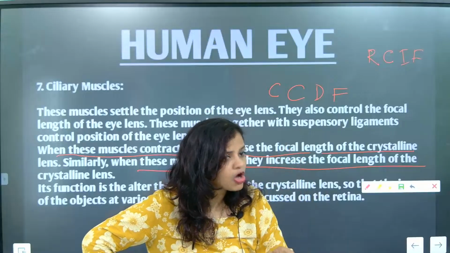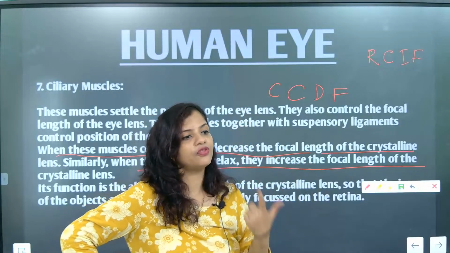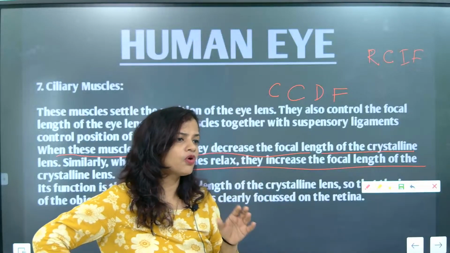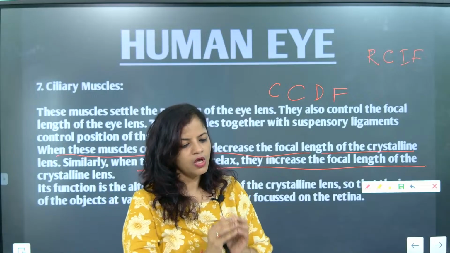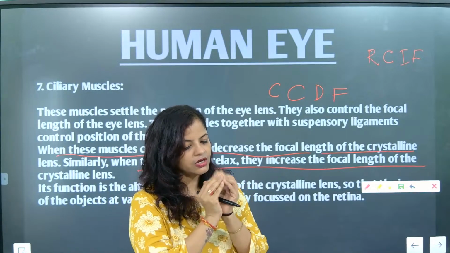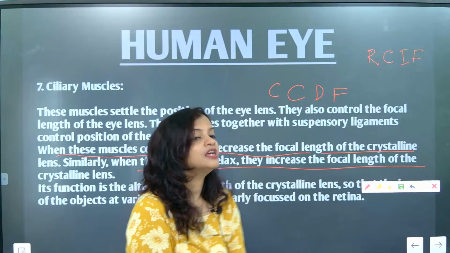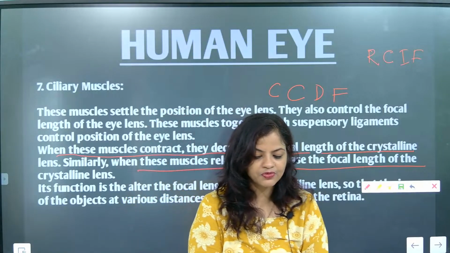It can increase or decrease. And who can increase or decrease the focal length? Ciliary muscles. When they contract, the focal length becomes less. When they relax, the focal length becomes more. Contraction and relaxation, but it is done with the help of the ciliary muscles.